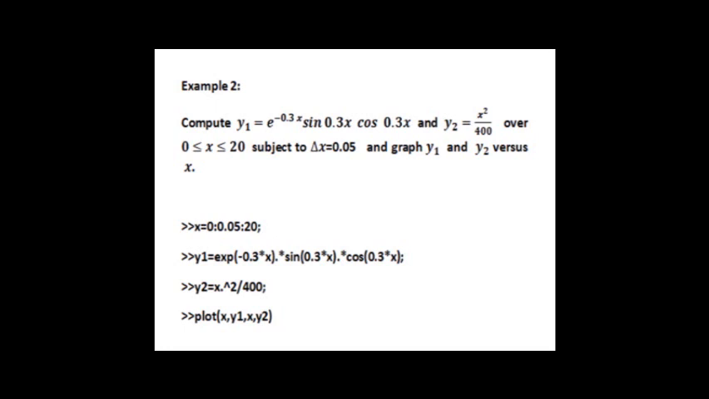So go to MATLAB command prompt, generate the x vector from 0 to 20 with increment 0.05, assign it to workspace variable x. Then go to the next command line and calculate the first function y1 by scalar code and assign it to workspace variable y1. Then pressing enter, you go to the next command line, calculate the quadratic function, assign it to workspace variable y2, and call the plotter as plot of x comma y1 comma x comma y2.